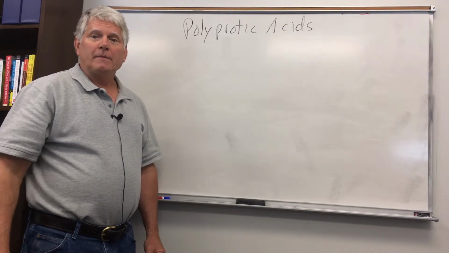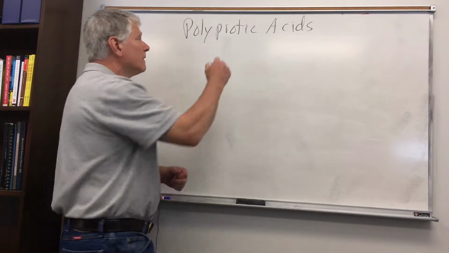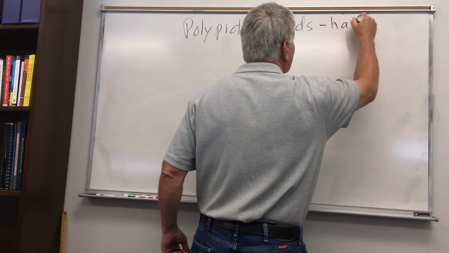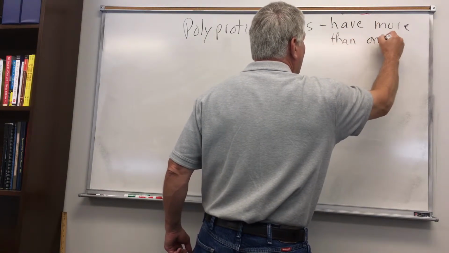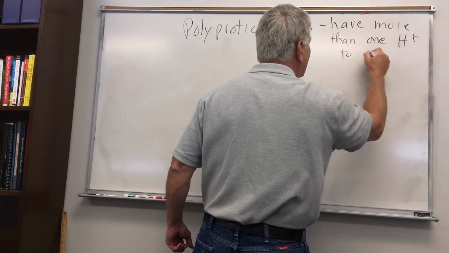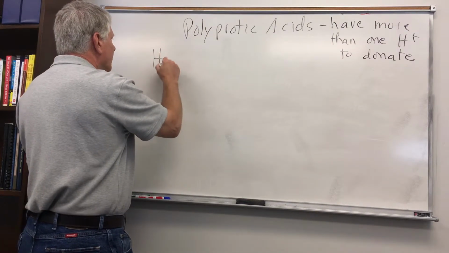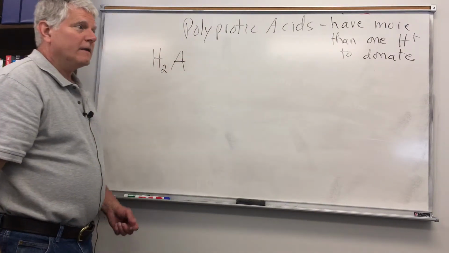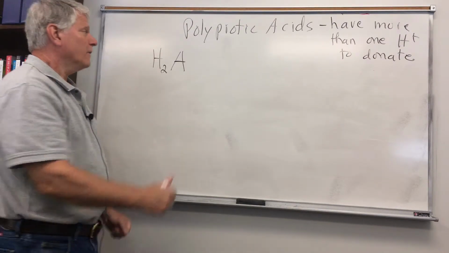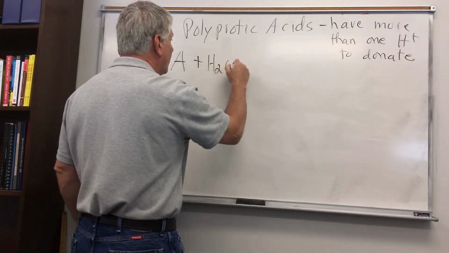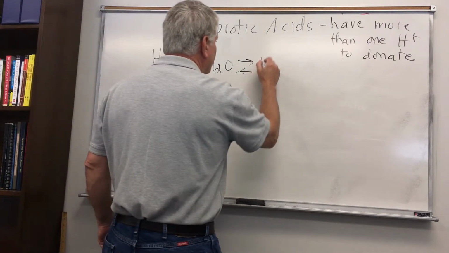Let's consider now polyprotic acids. These are acids that can donate more than one proton. As a general equation, we can have the diprotic acid where we have two hydrogens that the acid can donate, and it will react in water. The first proton can be donated to water.